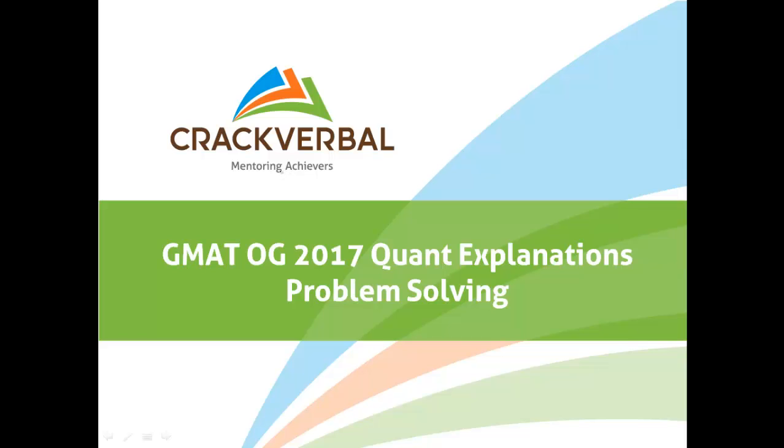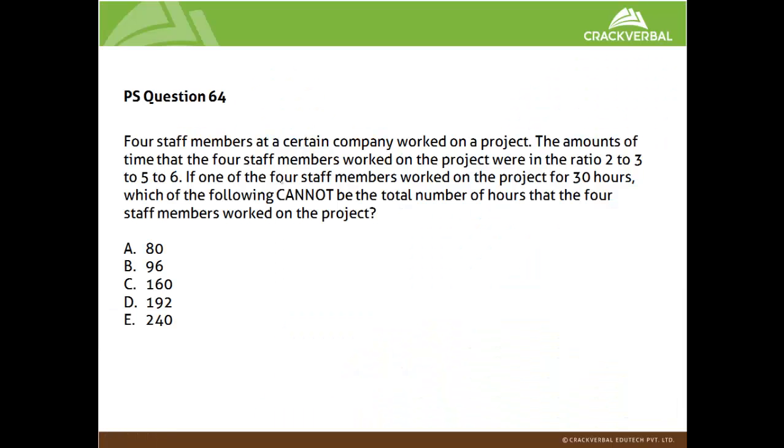Hi, in this video we'll be discussing GMAT Official Guide 2017 edition Quant Problem Solving question number 64. Let's have a look at this question. If you look at this question, it is made up of 4 to 5 lines, so it's better to solve this question part by part. Let's see what the first 2 lines of the question have to say here. Then we'll move on to the remaining question.